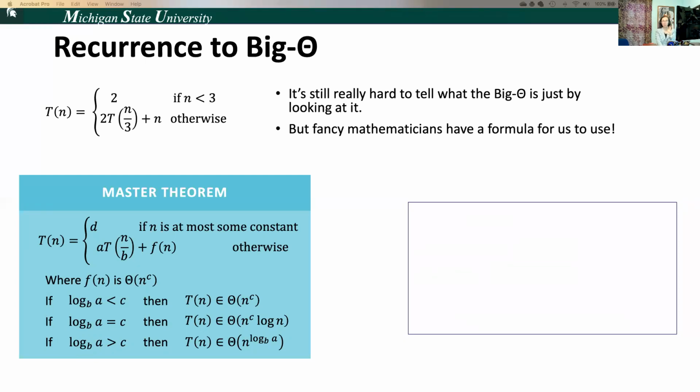So I'm introducing you now to the master theorem. Master theorem works if and only if you have a recurrence of this form. You have to have a base case, obviously, for all recurrences, but your recurrence has to have a form where you're cutting the data size by something, not subtracting.